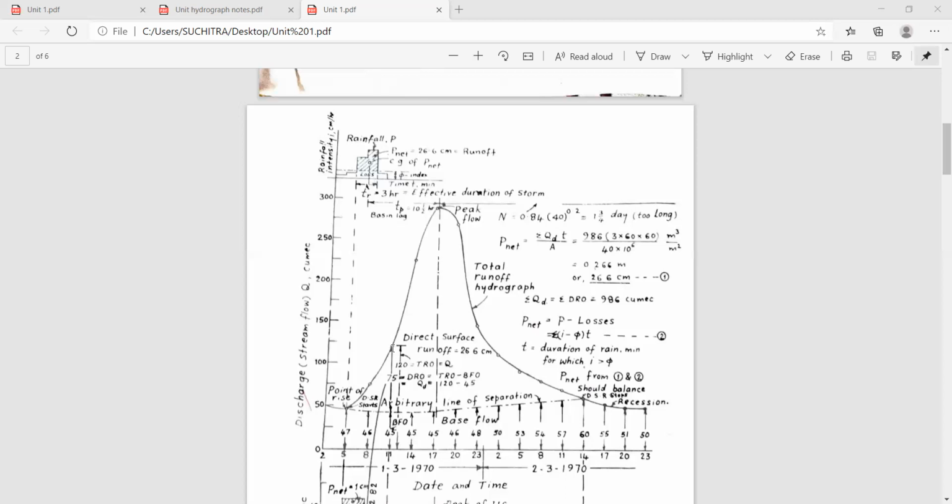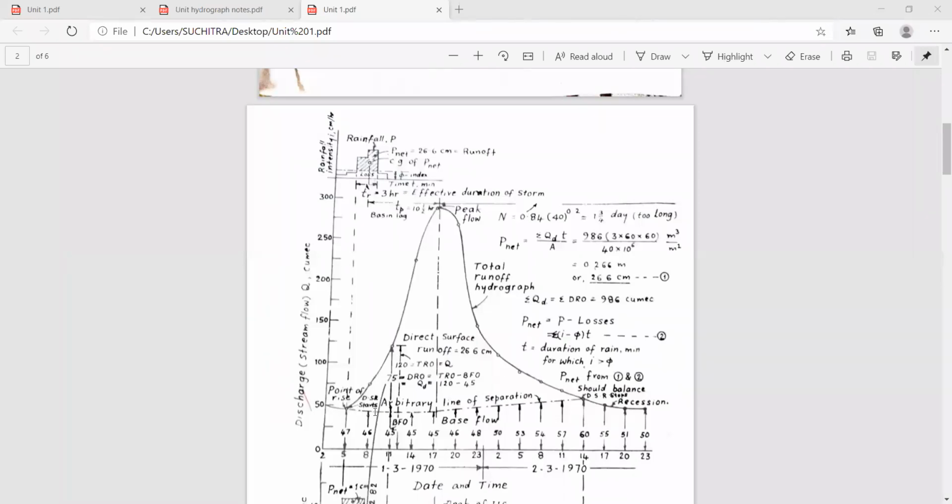So these are the total runoff ordinates from this point to this point. These are the total runoff ordinates, which is known as the TRO. From this point to this point, whatever the vertical height you can see at different time intervals, this will give you the total runoff ordinates.